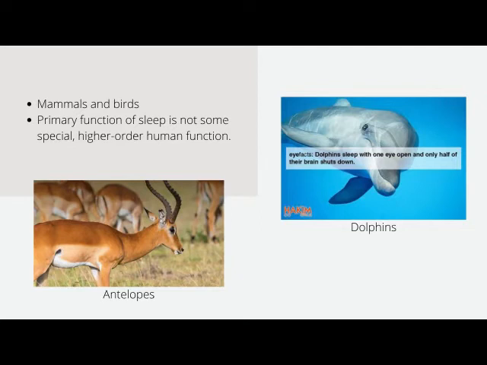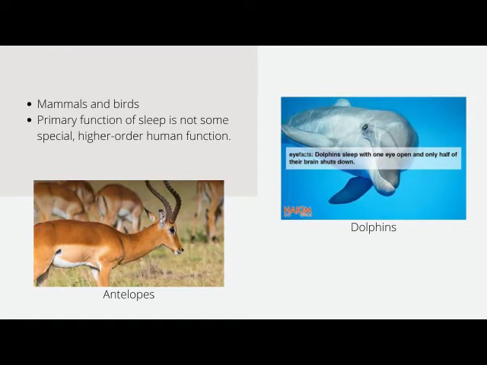First, the fact that most mammals and birds sleep suggests that the primary function of sleep is not some special higher-order human function. The evidence is strongest in species that are at increased risk of predation when they sleep, like antelopes, and in species that have evolved complex mechanisms that enable them to sleep. For example, some marine mammals, such as dolphins, sleep with only half of their brain at a time so that the other half can control resurfacing for air.